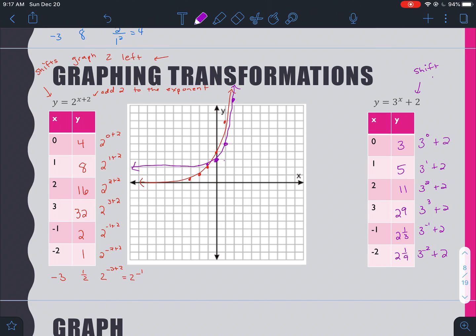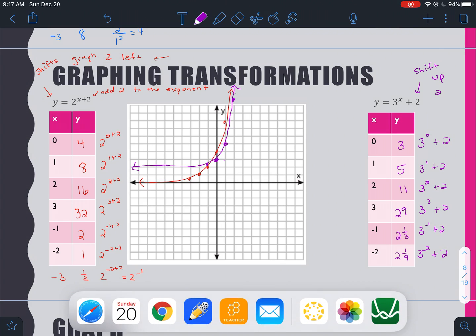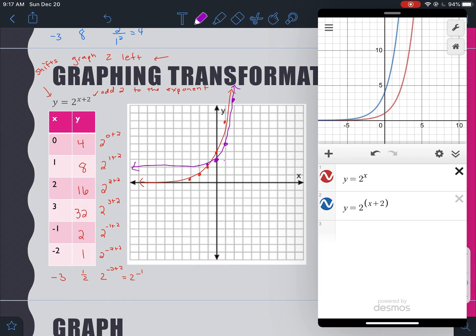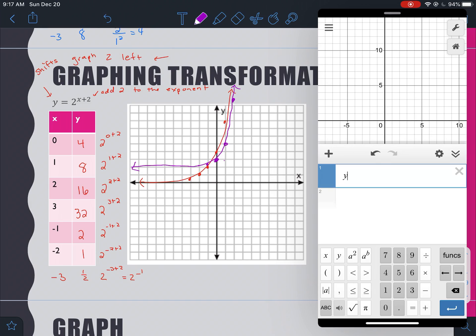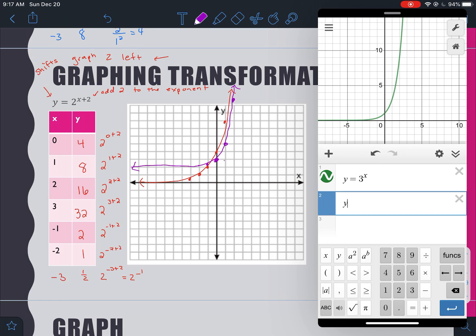So notice, how does that look different than the normal 3 to the x? Well, that 2 is going to shift the entire graph up 2. So it's 2 up from where it was originally. So let's graph both of those on Desmos.